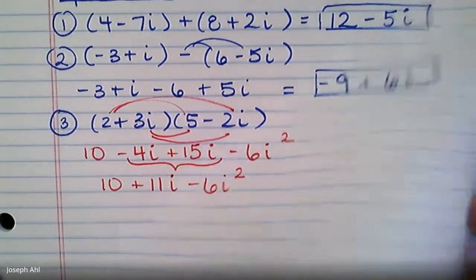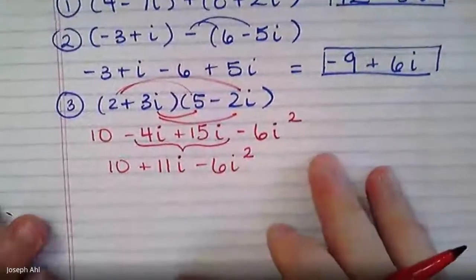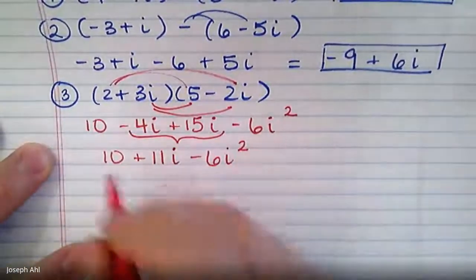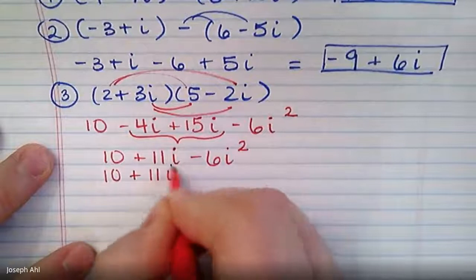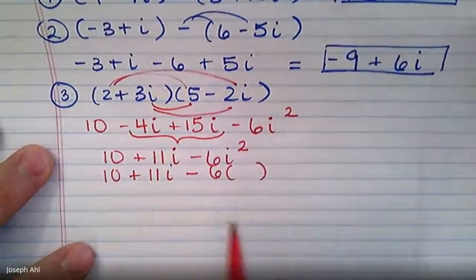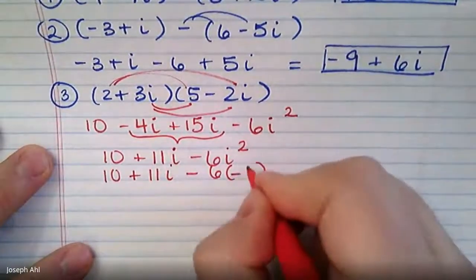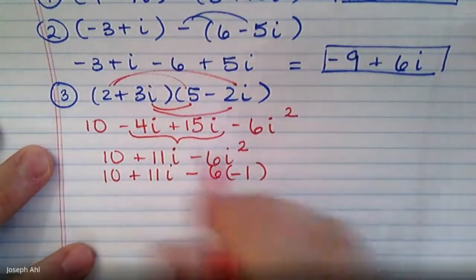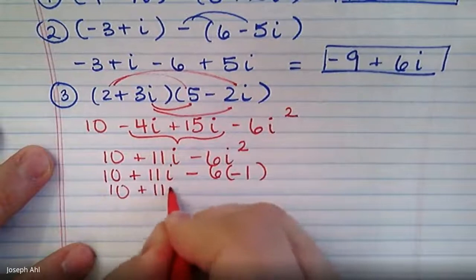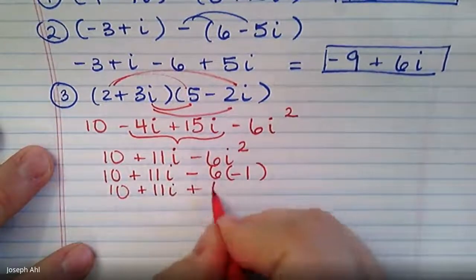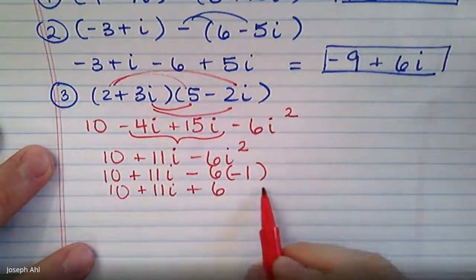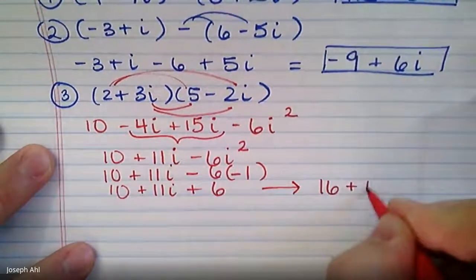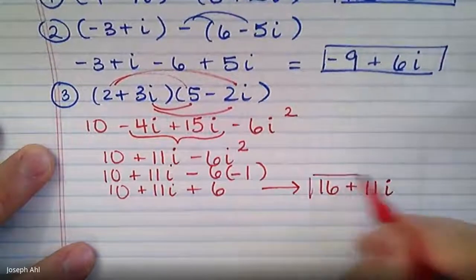So thinking back to our last lesson with powers of i, i squared might be the most important one to remember. I'm not sure, might be up for interpretation, but I think many other teachers would probably agree with me that knowing i squared's value is pretty critical. Comes up a lot in operations. i squared is negative 1. So then we get 10 plus 11i. Negative 6 times negative 1 is a plus 6. Making my final answer for this one 16 plus 11i.